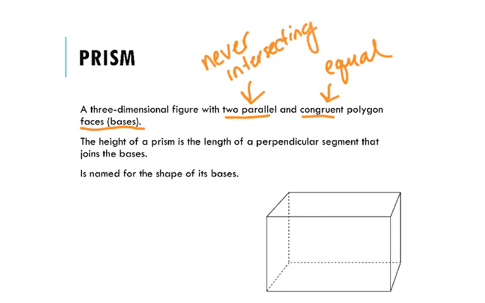The height of a prism is the length of a perpendicular segment that joins the bases. That could simply be this segment right here. This right here would be a base, that rectangle. A prism is named for the shape of its bases. So in this case, it would be called a rectangular prism, because it's named for the base.